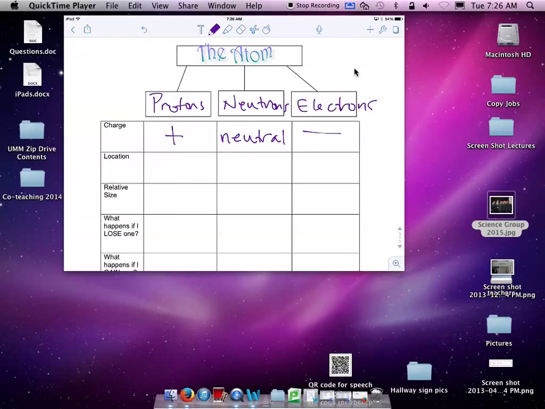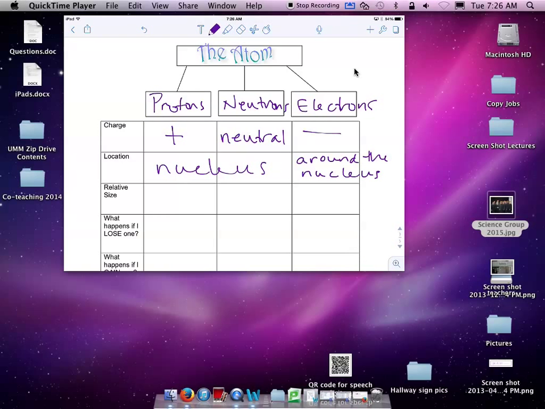Okay, so speaking of nucleus, the protons and the neutrons are both in the nucleus. I'm going to save myself some writing here. So the protons and neutrons are both in the nucleus, and then the electrons are in the electron cloud, which is around the nucleus, flying around in that electron cloud. Kind of get that visual there.